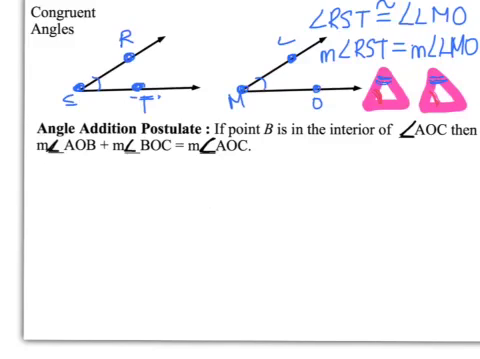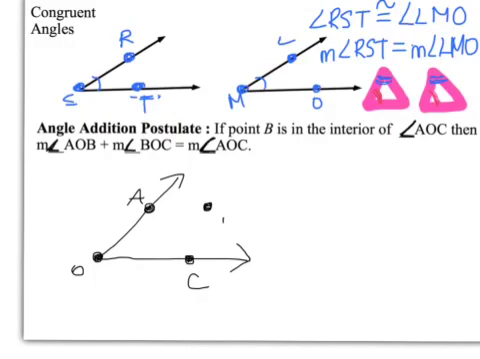Now, similar to the segment addition postulate, there's the angle addition postulate. So if point B is in the interior of angle AOC, first let's draw angle AOC. And B is in the interior. This is the interior, everything else is the exterior. They want to show that the measure of angle AOB, so let's say that we drew a ray going out from O to B, the measure of angle AOB plus the measure of angle BOC equals the measure of the total angle. Now notice I only put 1 arc here and 2 arcs here. That means that they're different measures.